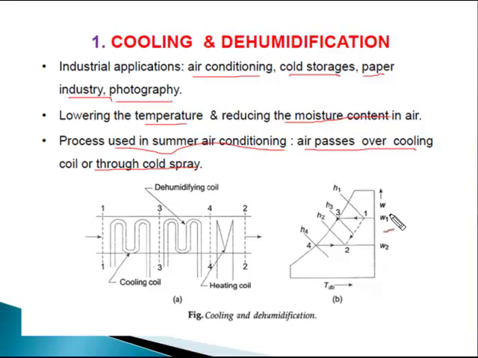Here we can see on the psychrometric chart that process 1 to 2 is required, but we cannot achieve this process directly through this duct. To achieve process 1 to 2, it is possible through this arrangement. First from 1 to 3, air enters and flows over the cooling coil. Here we are using a cooling coil that will decrease the temperature of the air up to the saturation temperature.